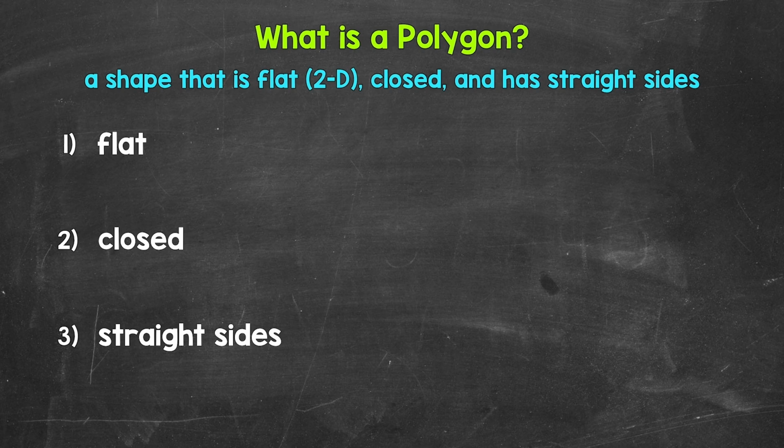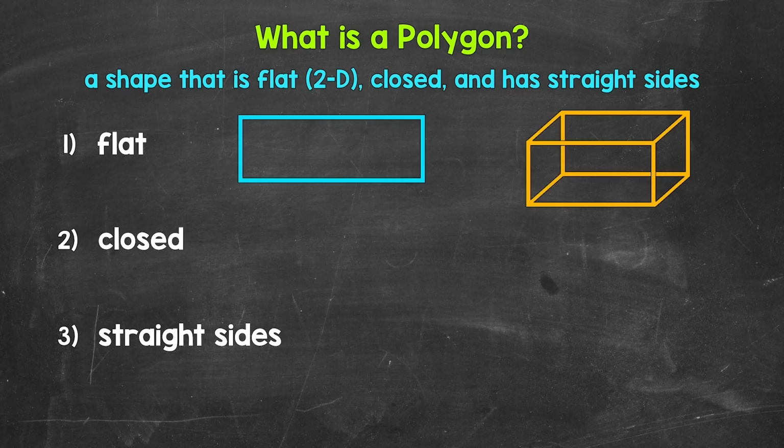And we will start with flat. So let's take a look at two shapes here to see what that means. So which of these shapes is flat? Which is 2D? The blue rectangle on the left is flat. So that follows our polygon rule of being flat. The orange rectangular prism on the right is 3D. It's three-dimensional. So it doesn't follow this polygon rule. So this is not a polygon. So polygons are flat. Let's move on to closed.